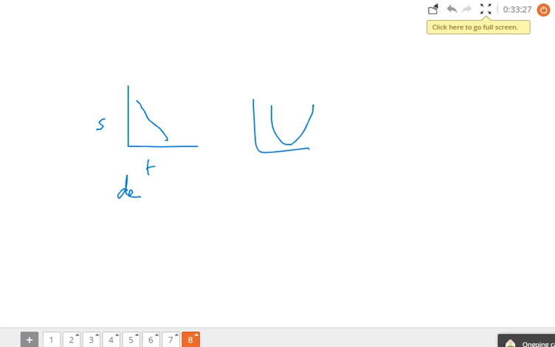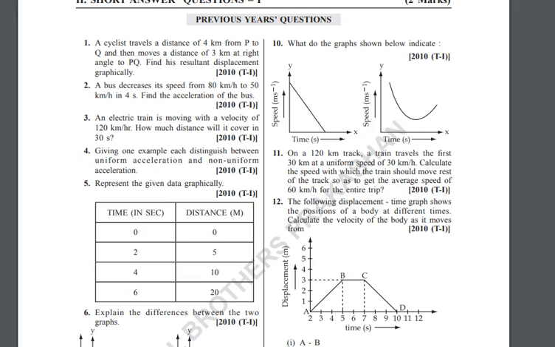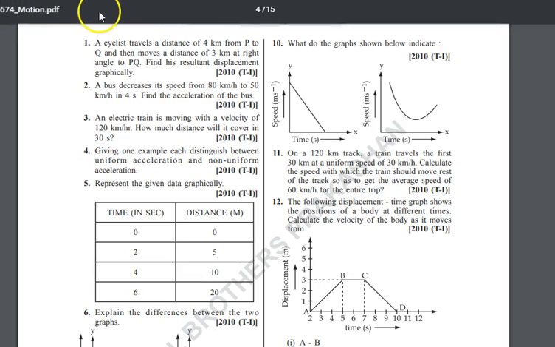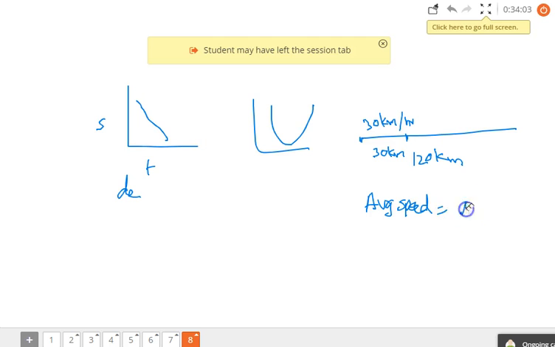So whenever you are reading a sentence, immediately you can draw the graph. This is the 120-kilometer track. First 30 kilometer, train speed is 30 kilometer per hour. Calculate the speed with which the train should move the rest of the track so as to get an average speed of 60 km per hour. They gave the average speed as 60 km per hour.